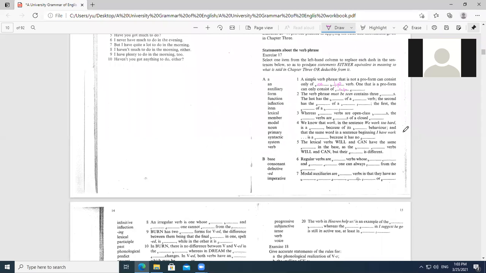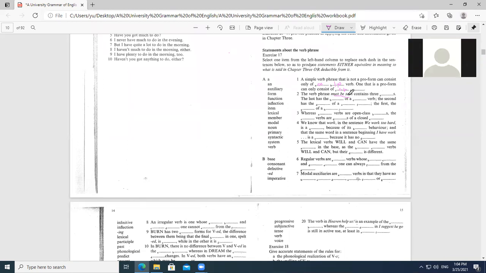Number 2. The verb phrase must be seen contains 3 items. The last has the function of a lexical verb. The second has the function of a primary auxiliary verb. The first has the function of a modal auxiliary, right? So the verb phrase must be seen is made of 3 what? Items. 3 items.